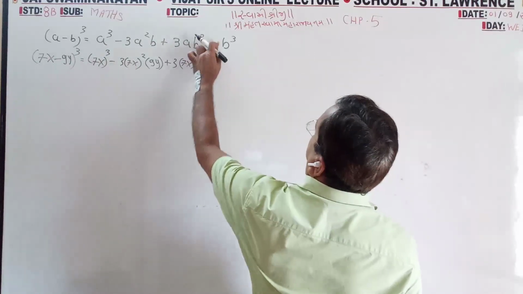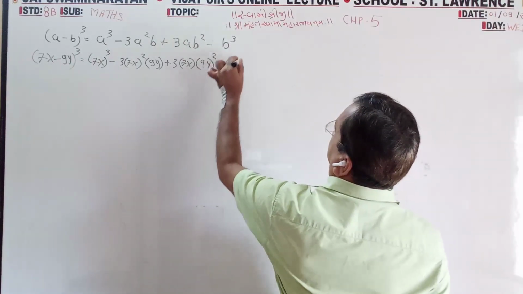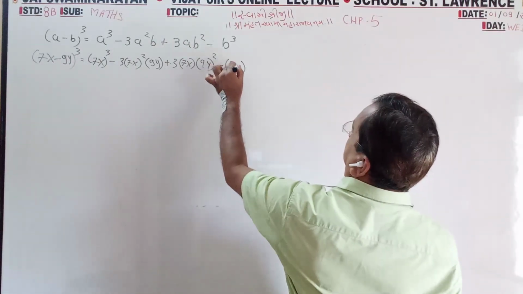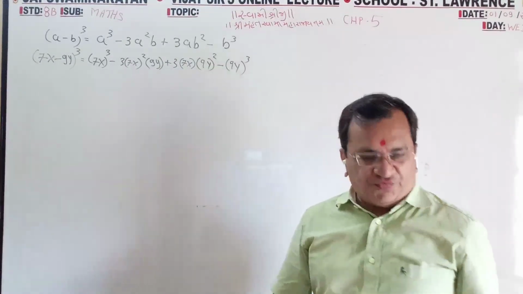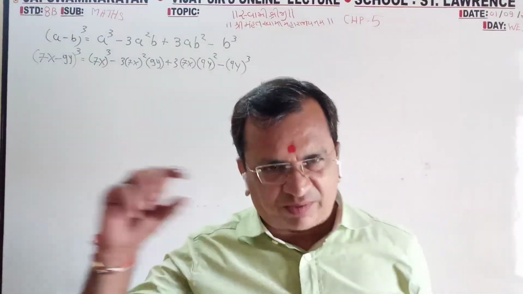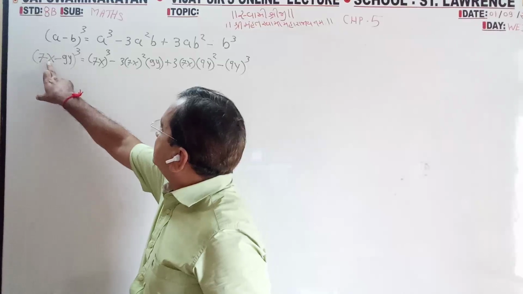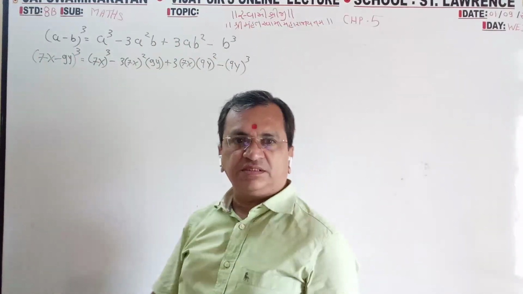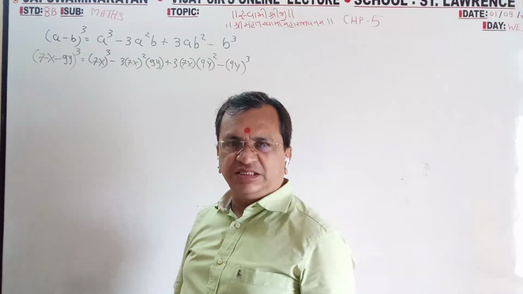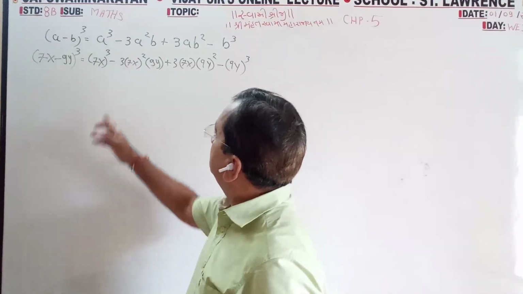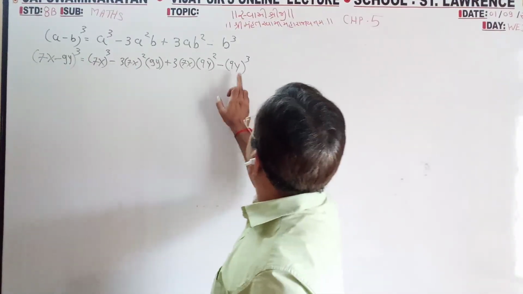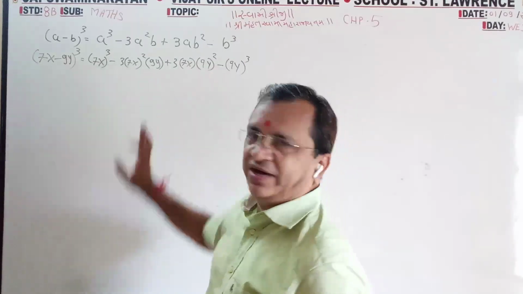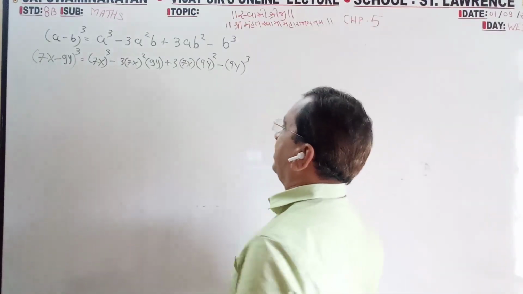Plus minus, sorry, last term. First you have to write the standard formula. Now A is 7x, so wherever the A is, you put 7x, 7x, 7x. Your B is 9y, so wherever B is, 9y, 9y, 9y. Now simplify.